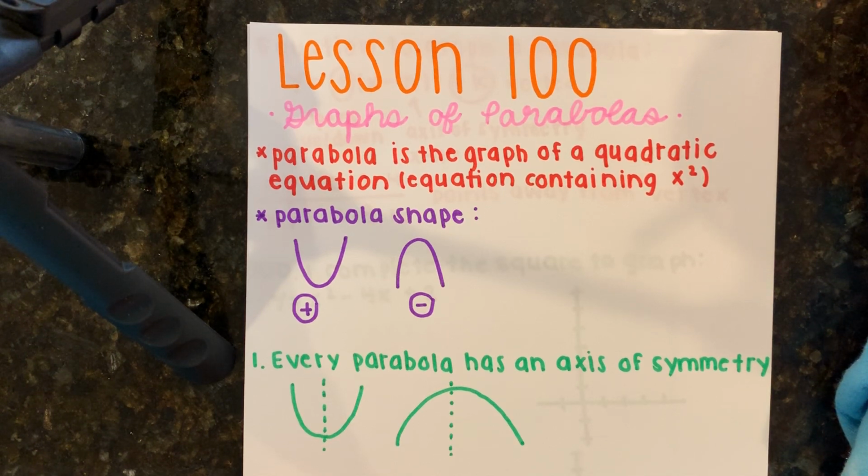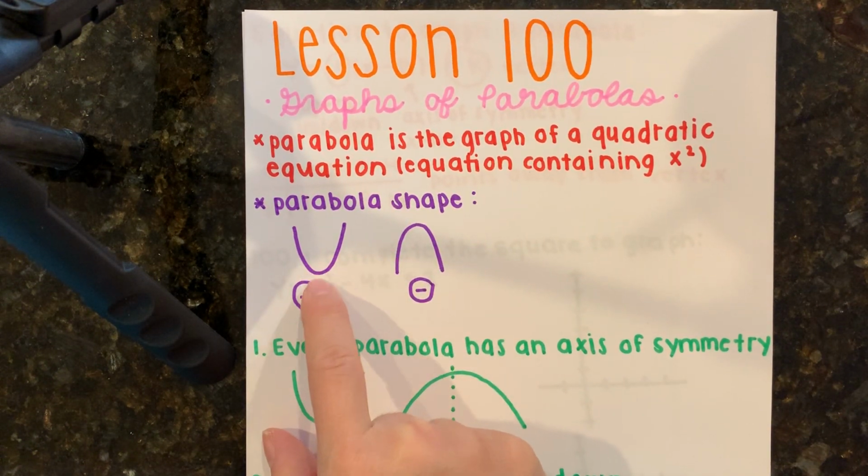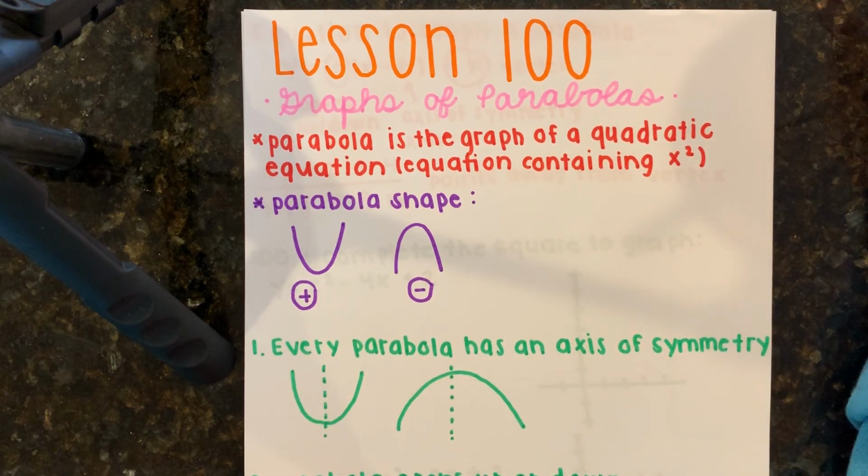So a parabola is going to be a graph of a quadratic equation, so an equation that contains x squared as the highest power. And the shape of a parabola is going to look like a U. So it's either going to be up if it's positive or down if it's negative.